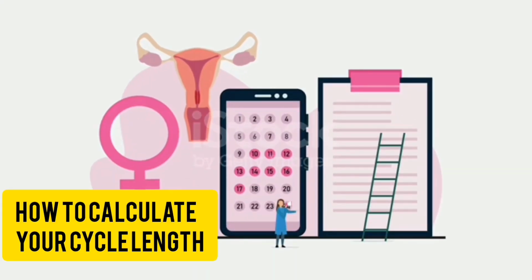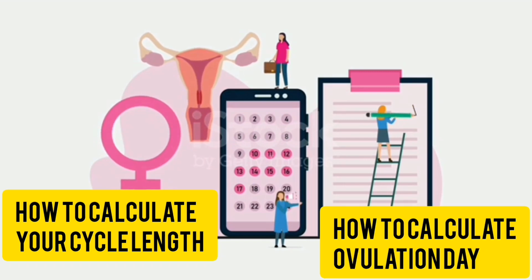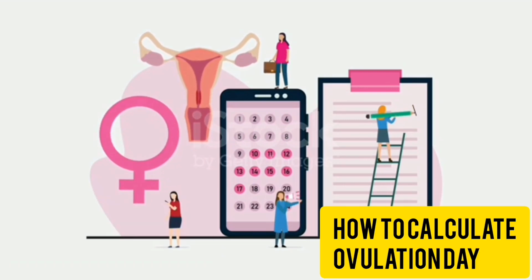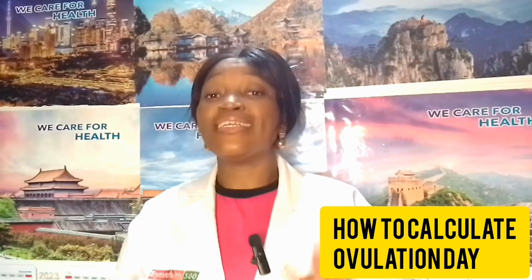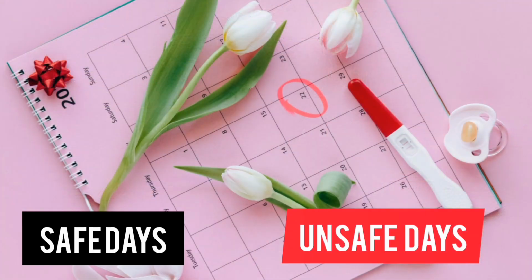Now, this will bring me to another question. How will I know my menstrual cycle length, and also how to calculate or know when this ovulation will take place? That is the day that egg will go into the fallopian tube waiting for the sperm to fertilize it. The days that you are safe and those days that you are not safe. Because during ovulation you are not safe. There are high chances of you becoming pregnant if you have unprotected sex. And I'm going to show you right now in this video.